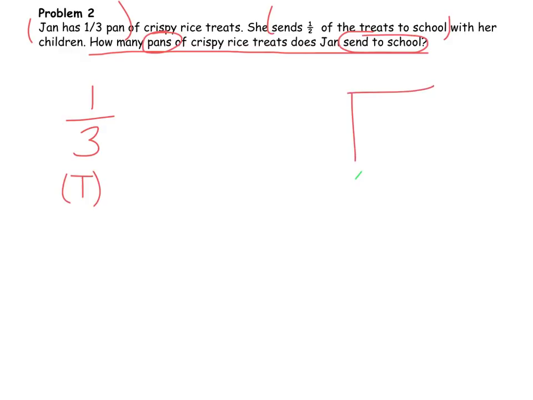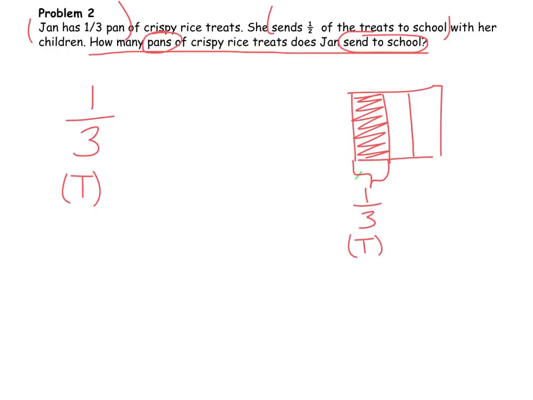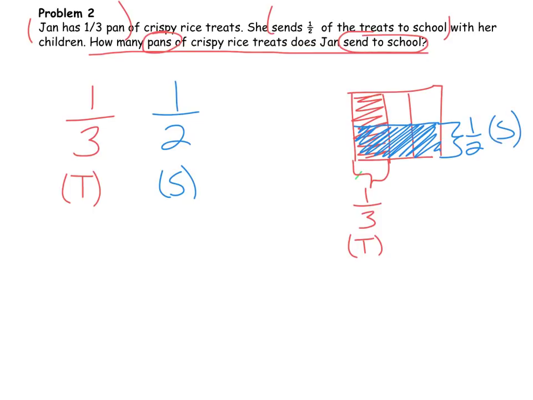So let's model that with our area model. So 1/3. I'm labeling it 1/3. So that's kind of like my total that she's got. Then she sends half of that to school. So S could be for sends or for school. Either way you want to look at it. So here's my half that I'm sending to school.